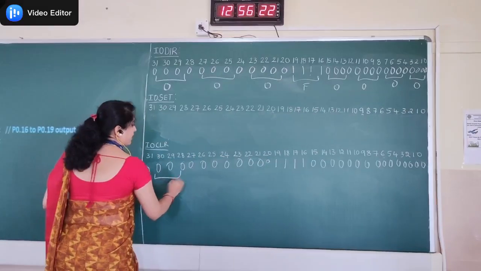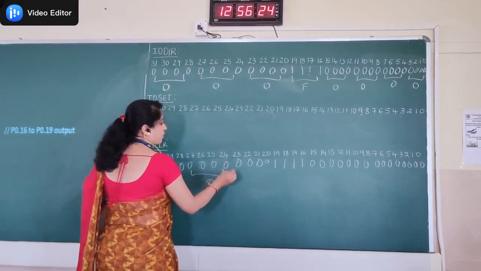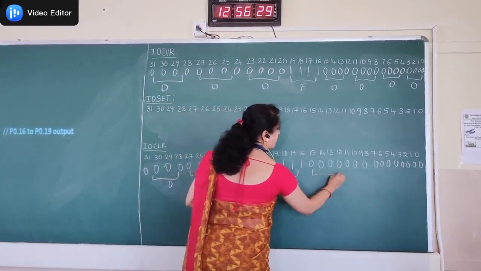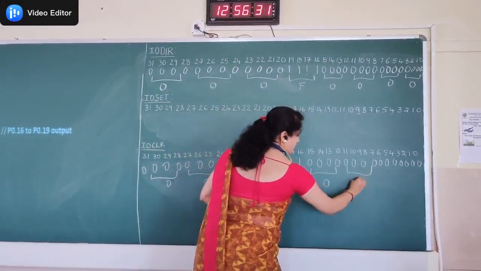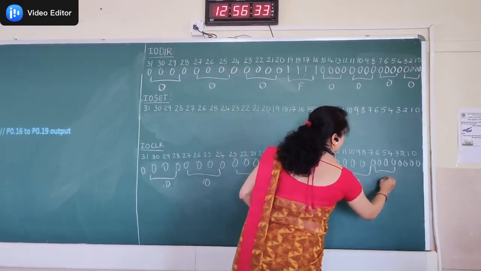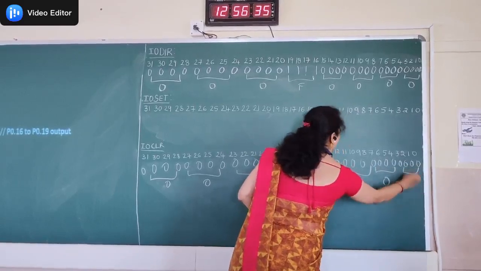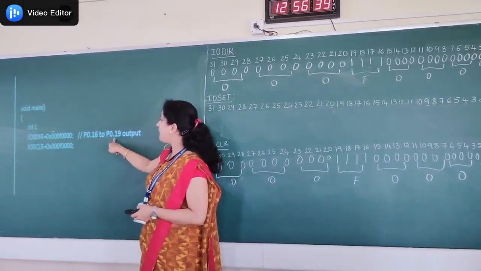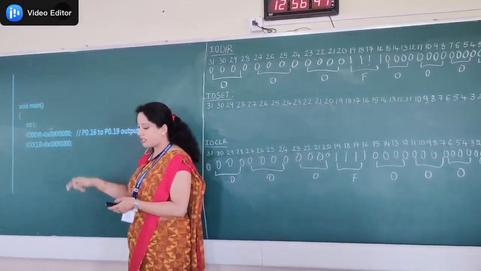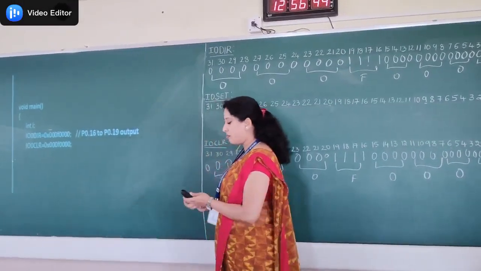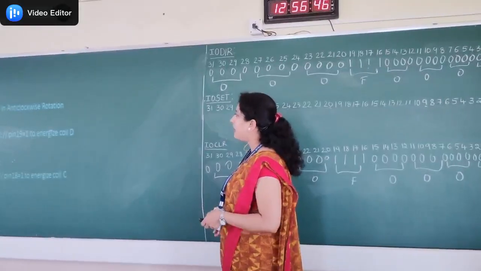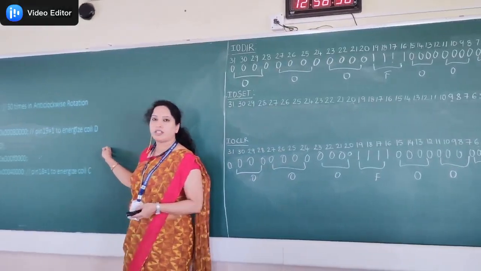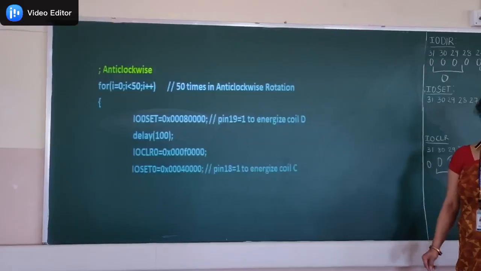The hex equivalent will be the same as the IODIR value, 0x000F0000. So we have configured pins 16 to 19 to function as output pins, and we have also cleared those pins. Next, I want to rotate the motor in clockwise direction.